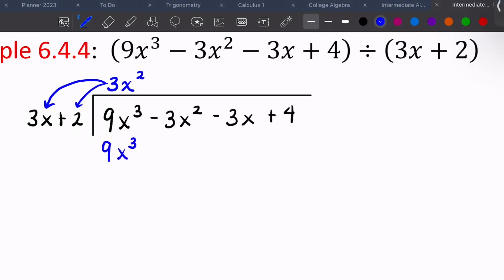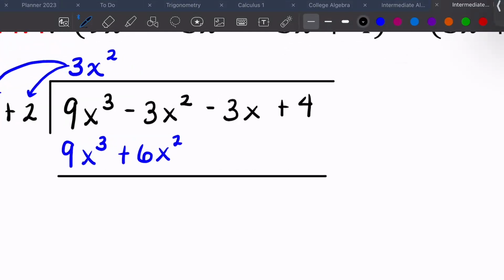9x cubed plus 6x squared. Okay. Your next step, change the signs. That's positive, so it needs to be negative. That's positive, so it also needs to be negative. I like to circle my negative there if I change it to a negative. Okay. Your first term should add to 0, right? 9x cubed minus 9x cubed is 0. If that doesn't happen, you're wrong. Okay.